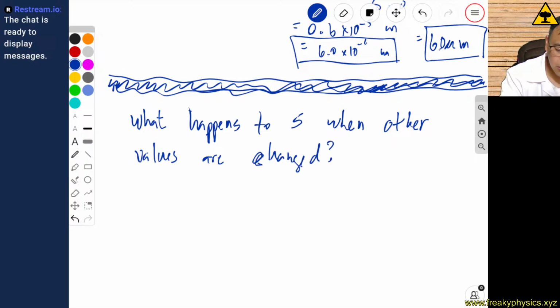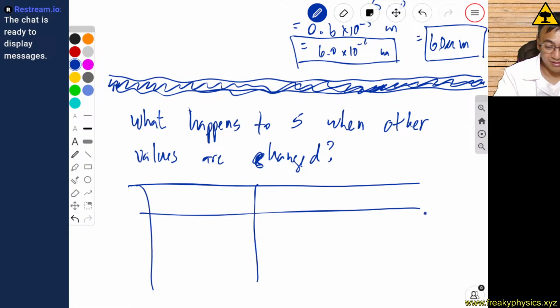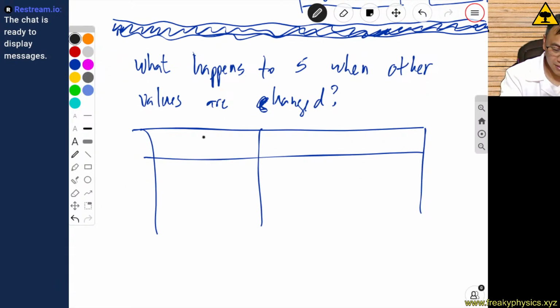Now, one thing you can do here is we'll just do a comparison table. If you haven't noticed, I love making comparison tables. They make everything a lot easier to discuss. So in this case, let's say that this is the quantity. Now we have three other quantities in the equation. We have small d, big D, and finally we have lambda, and then the effect on S.